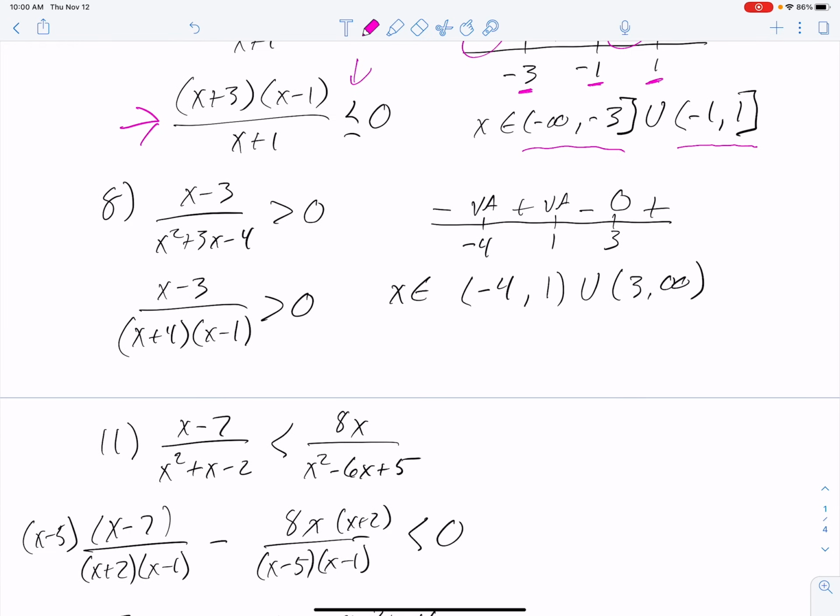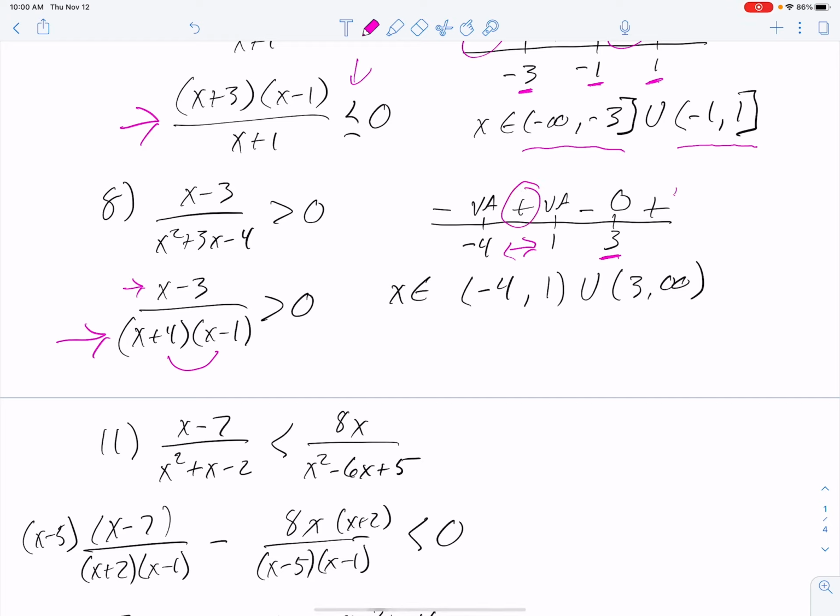Number 8, I factored my denominator to begin with. Nothing in the numerator overlaps with anything in the denominator, so I know I don't have any points of exclusion. X minus 3 is going to get me the 0 at 3. My denominator, x plus 4 and x minus 1, is going to get me my vertical asymptotes at -4 and 1. I test values to make my sign pattern.